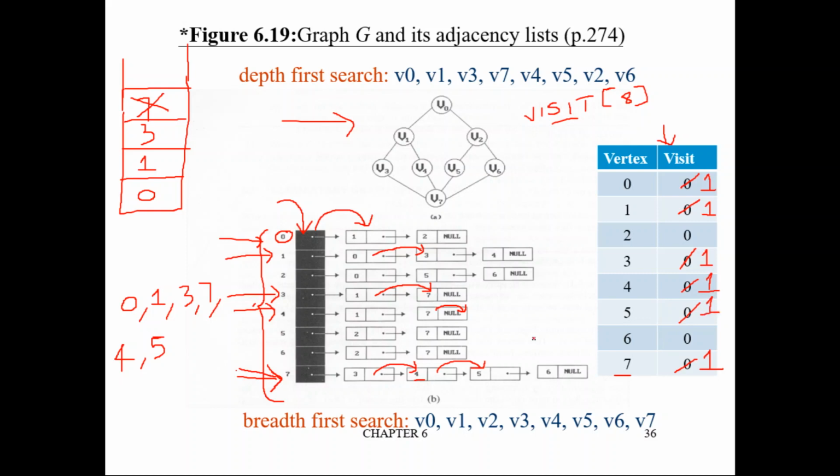Now we should jump to which vertex? 5. Before jumping to 5, what should you push into the stack? 7, because you are jumping from 7. So push 7 into the stack, and this time we are jumping to 5. Now see, 5 is pointing to 2. Is 2 visited or not? No, not visited. So visit 2 and make the visit value corresponding to 2 as 1.